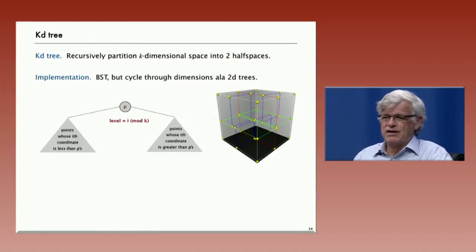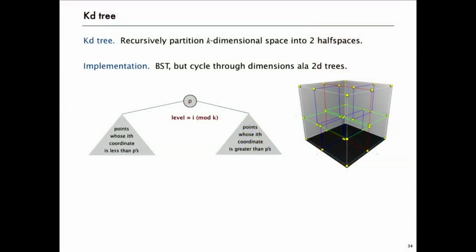And we use the same idea as for 2D trees, but instead of cycling through just horizontal and vertical, we cycle through however many dimensions there are. So in 3 space, we use a plane and do above and below, and then simply cycle through the dimensions. At level i, we put on the left the points whose ith coordinates are less than p's, and on the right we put the points whose ith coordinates are greater than p's. And to cycle through the dimensions at level i mod k, we just use that dimension of the point to do the comparison.